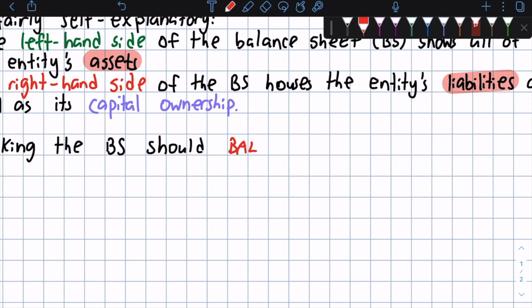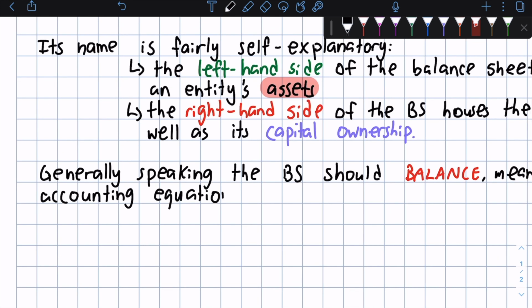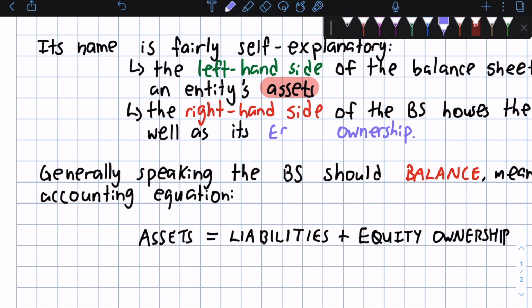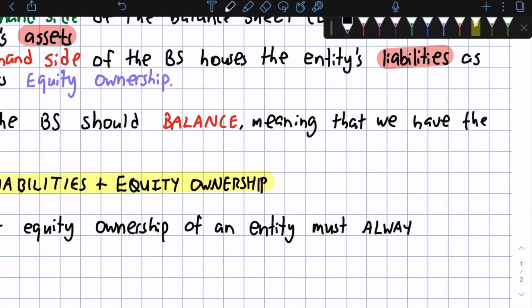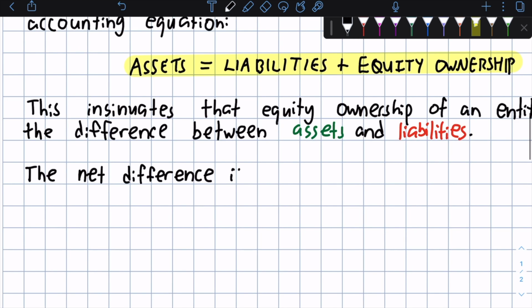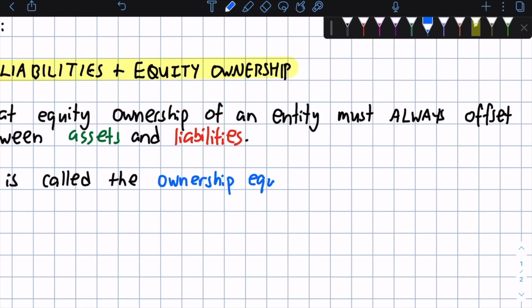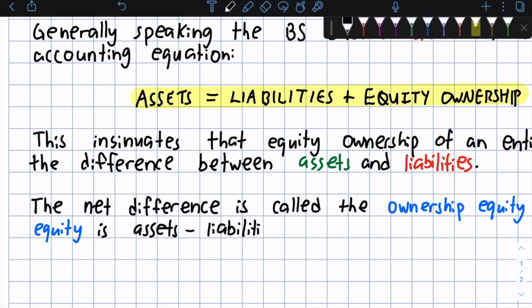Generally speaking, the balance sheet should balance, meaning that we have the accounting equation as follows. So we should have that assets is equal to liabilities plus the equity ownership in the company. This insinuates that equity ownership of an entity must always offset the difference between assets and liabilities, and this is something you should definitely remember when you're looking at a balance sheet. The net difference is also called the equity ownership, as we've talked about before, or simply the entity's equity, which is a more common term used for this, which is assets minus liabilities.